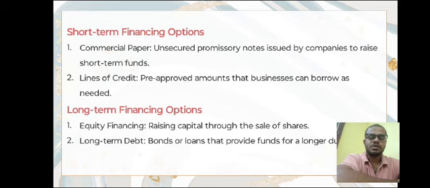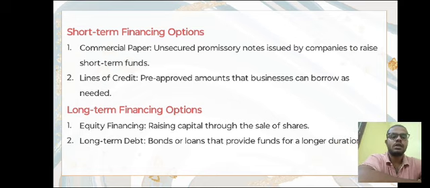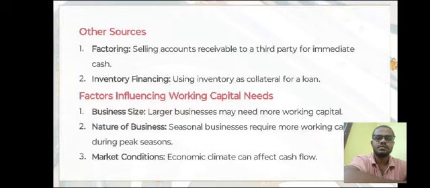Short term financing options: commercial paper and lines of credit. Commercial papers are unsecured promissory notes issued by companies to raise short term funds. Lines of credit are pre-approved amounts that businesses can borrow as needed. Long term financing options: equity financing, long term debt. Equity financing is raising capital through the sale of shares. Long term debt are the bonds or loans that provide funds for a longer duration.